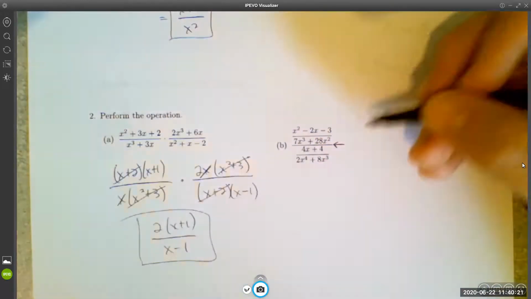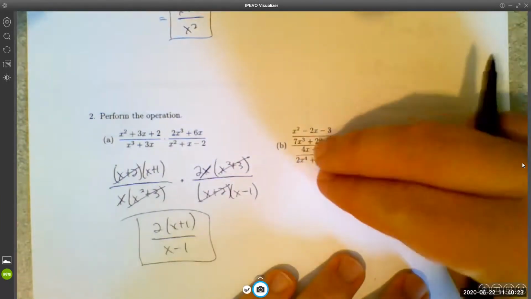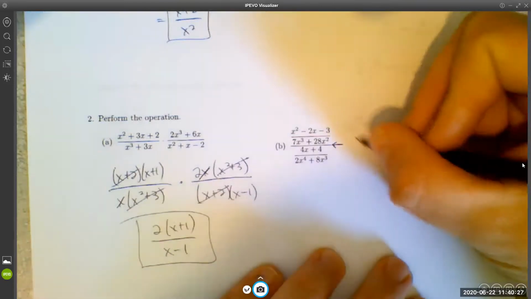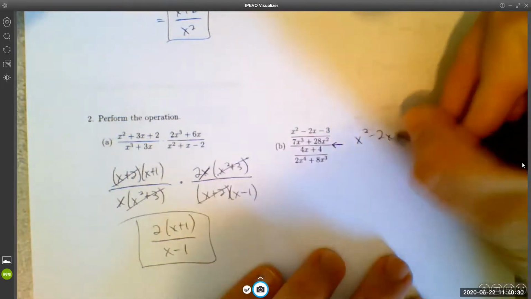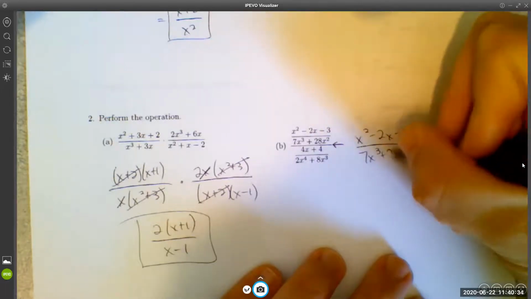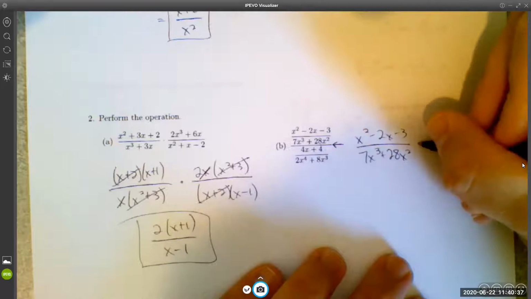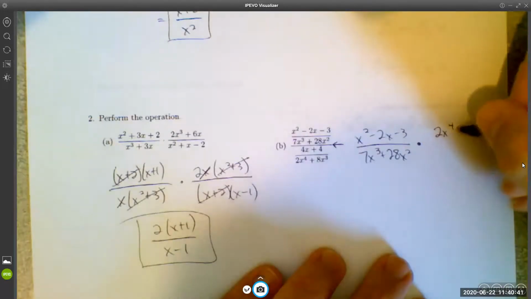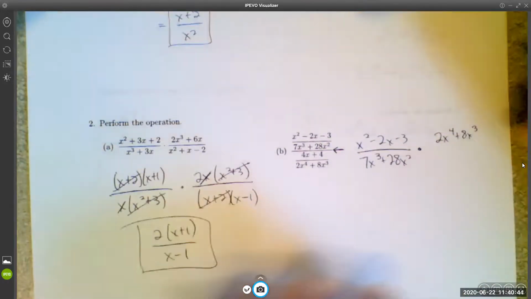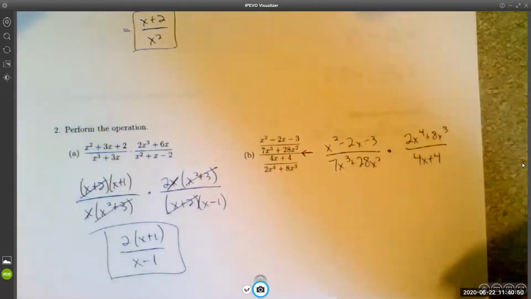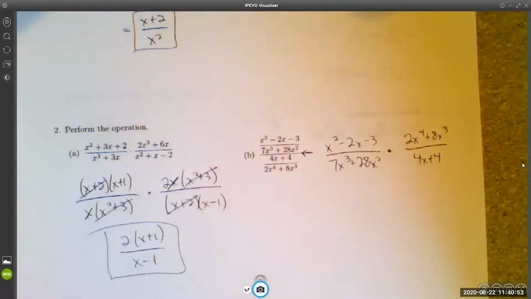Well, that division turns into multiplication, right? You multiply by the reciprocal of the second fraction. So I'm just going to do this all in one step. Times, and then I'm going to flip the bottom one over. And then you proceed just as you did in the previous problem, okay?